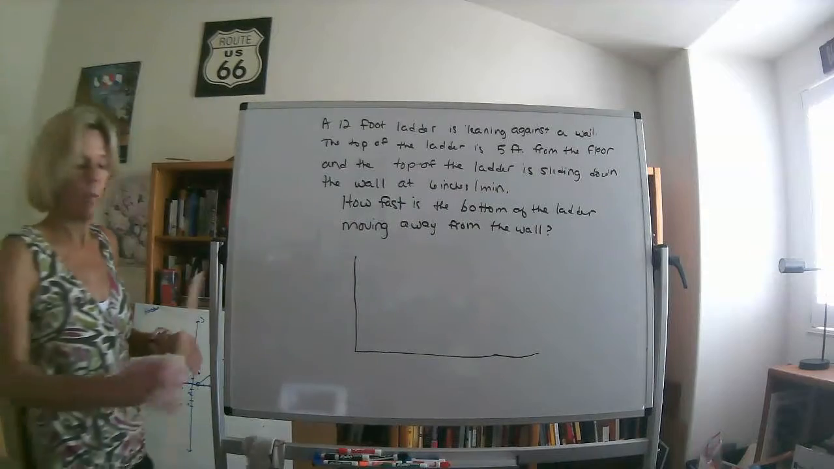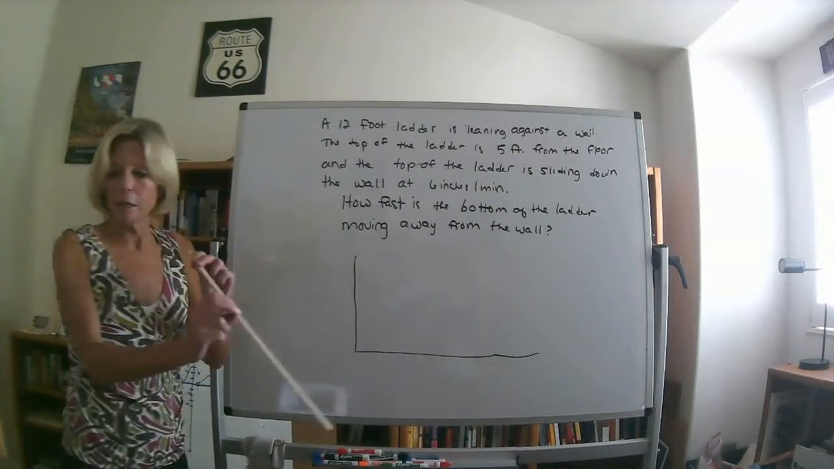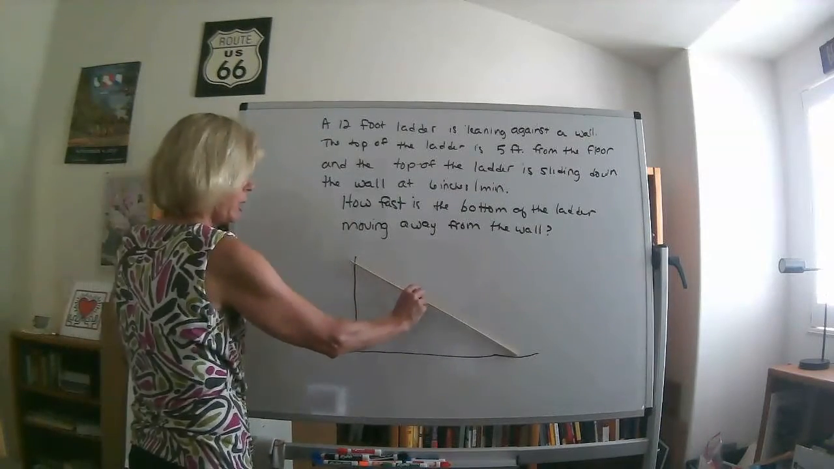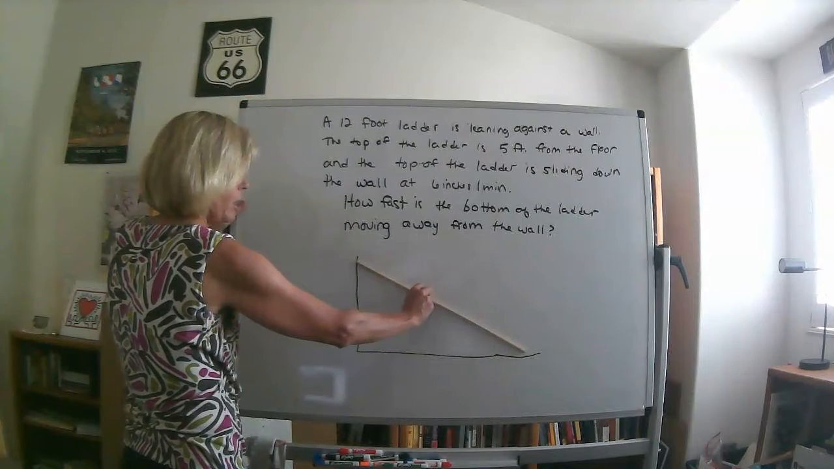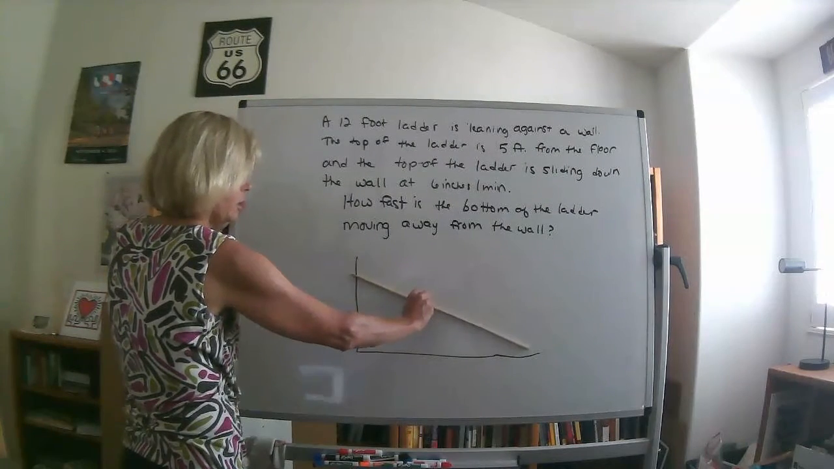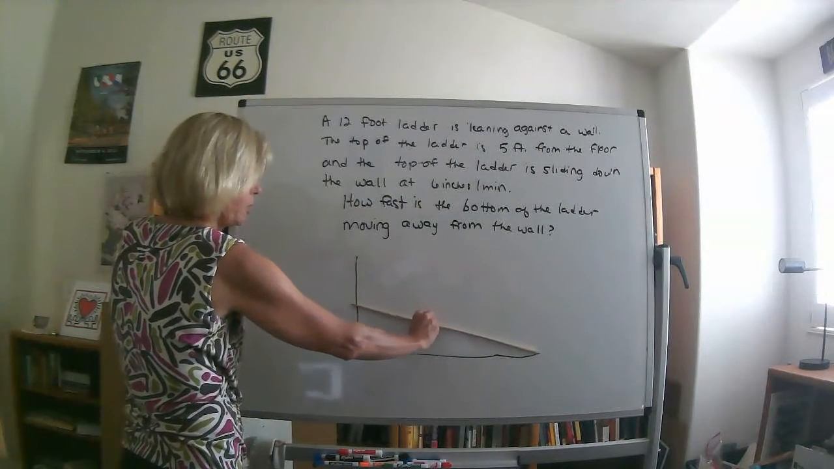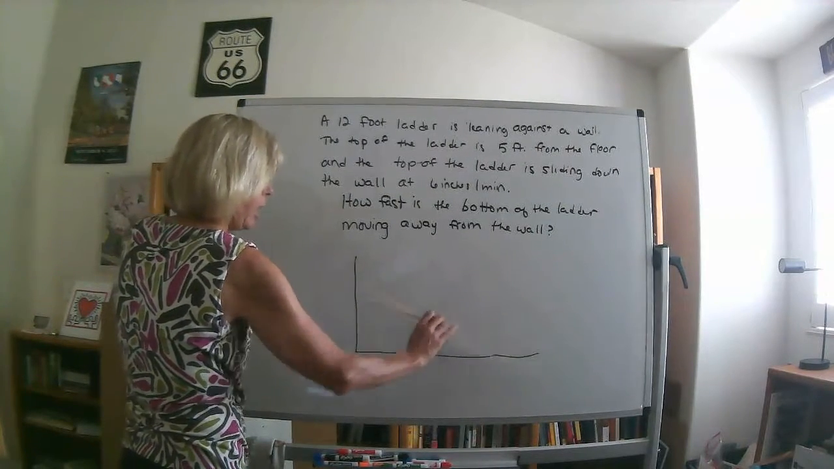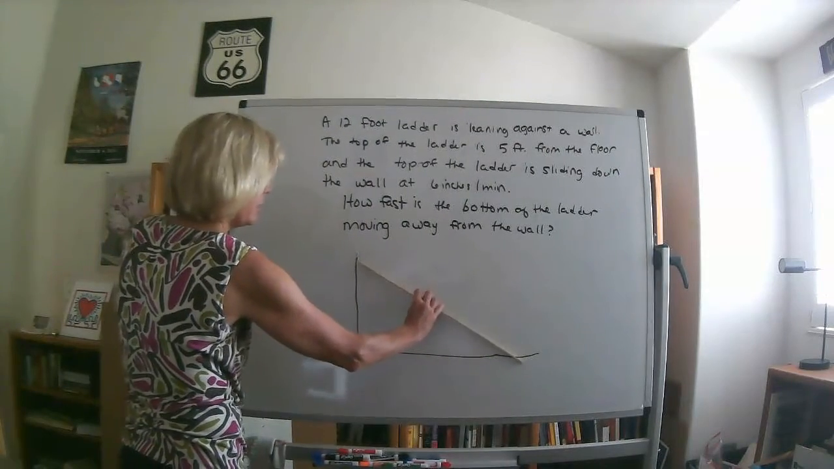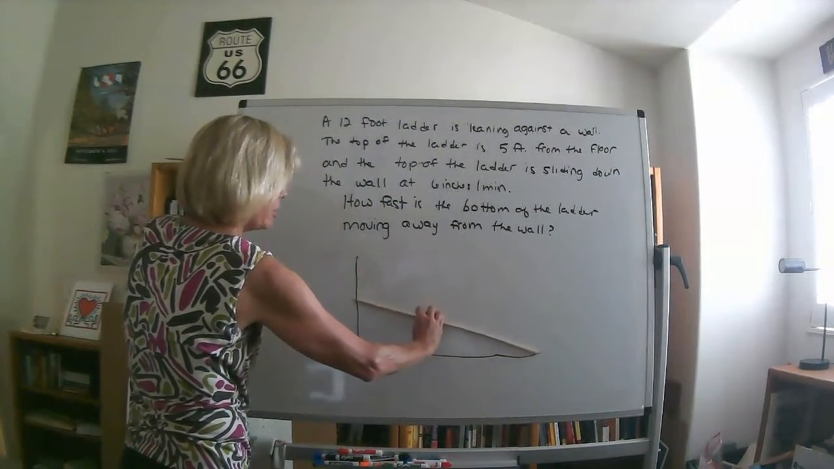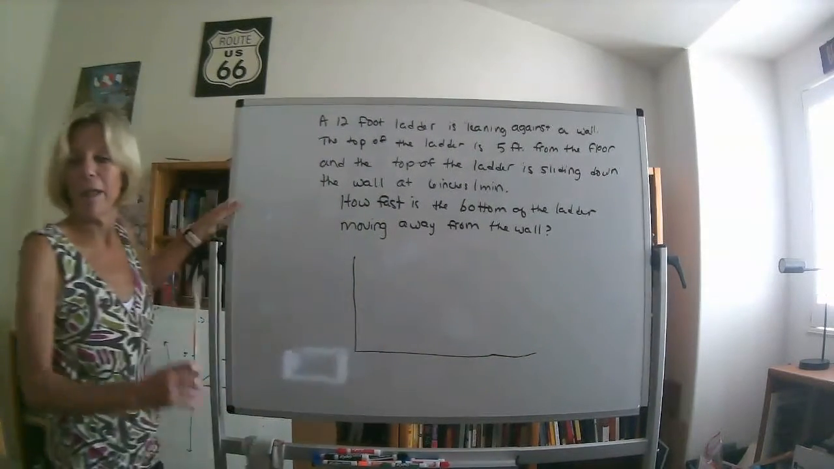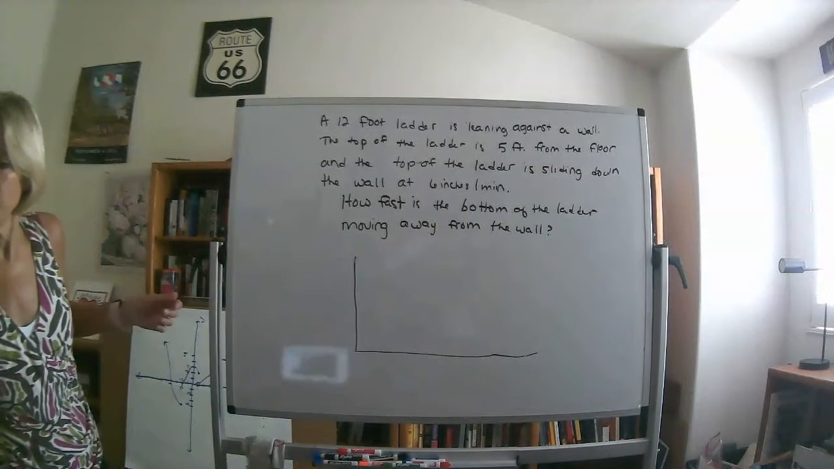So just to think about what's going on, this is like my ladder. Got my ladder leaning against the wall, and we can imagine the top of the ladder sliding down, and as that happens, the bottom of the ladder slides away from the wall. That's the value that we want to find.